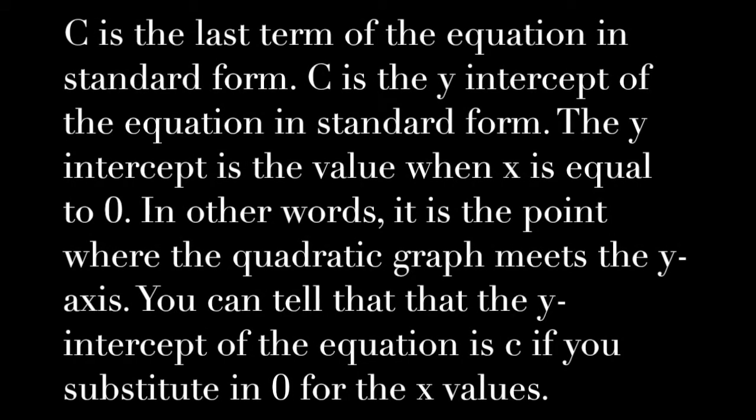C is the last term of the equation in standard form. C is the y-intercept in an equation in standard form. The y-intercept is the value when x is equal to 0. In other words, it is the point where the quadratic graph meets the y-axis. You can tell that the y-intercept is C if you substitute in 0 for the x values.